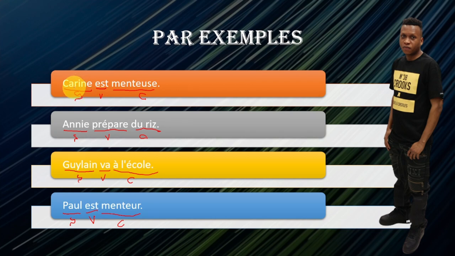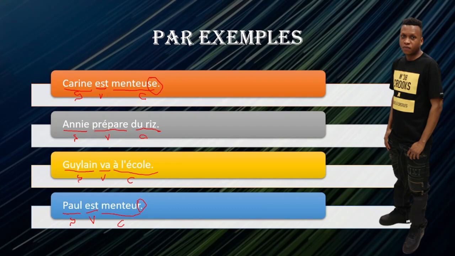Carine is a noun, but is also a subject. Okay? Carine est menteuse. Annie prépare du riz. Guylain va à l'école. Paul est menteur. Okay? So, the only thing that changes between Paul and Carine is this. When you look at this one in terms of vocabulary, it's this one here, okay? I'm going to talk about this later on, okay?